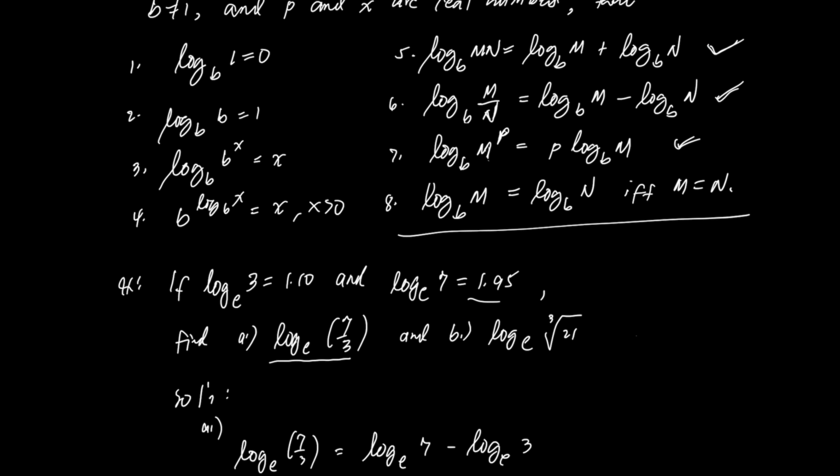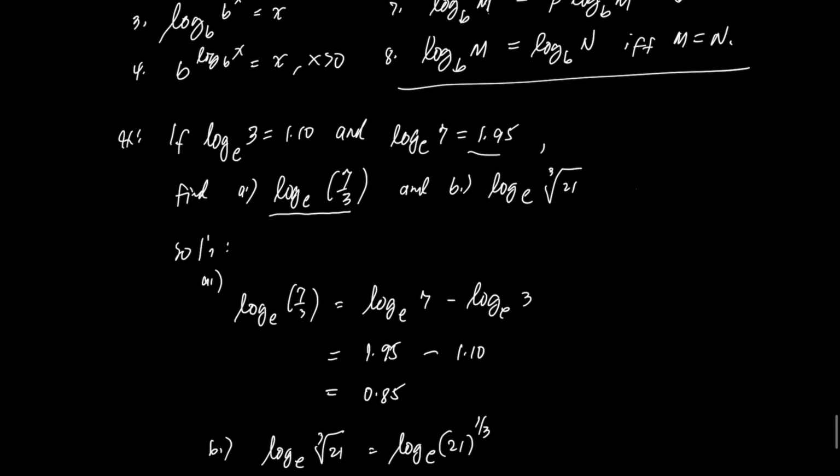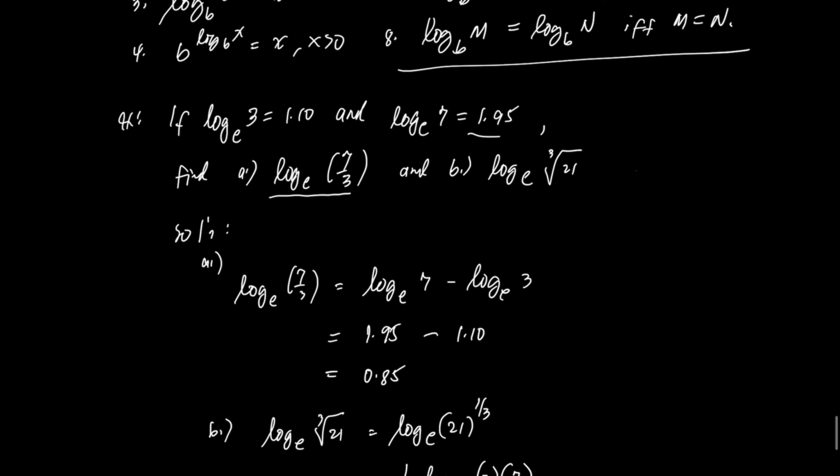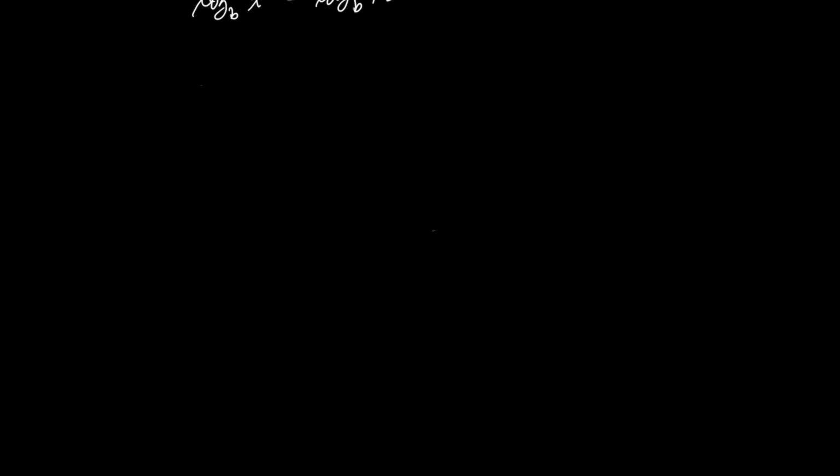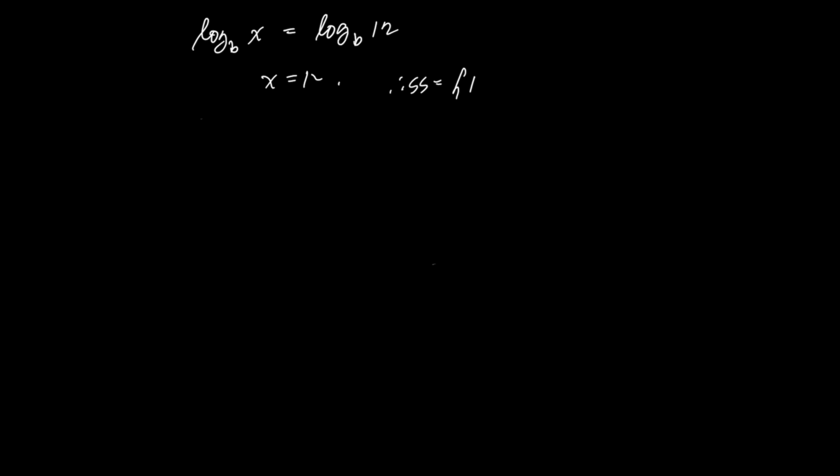From the last property, the 8th property, if we have log to the base b of m equals log to the base b of n, that is just equivalent to m equals n. So therefore here, x equals 12. And your solution is 12.